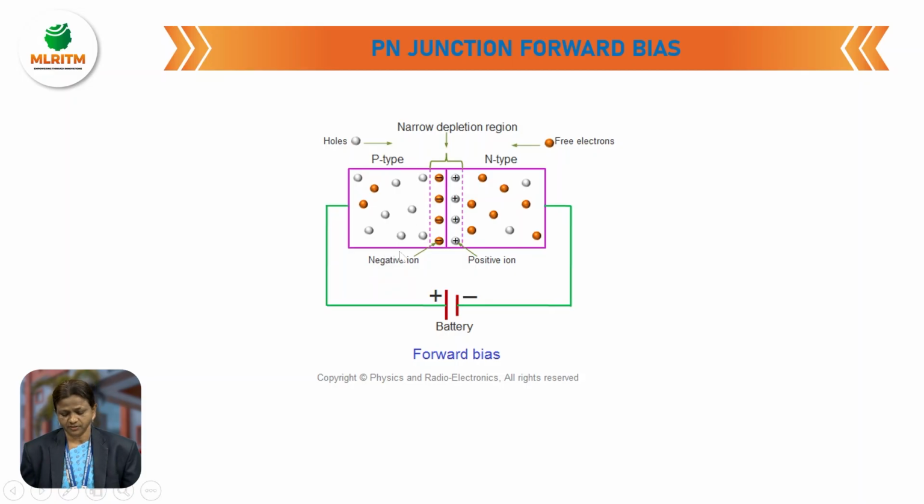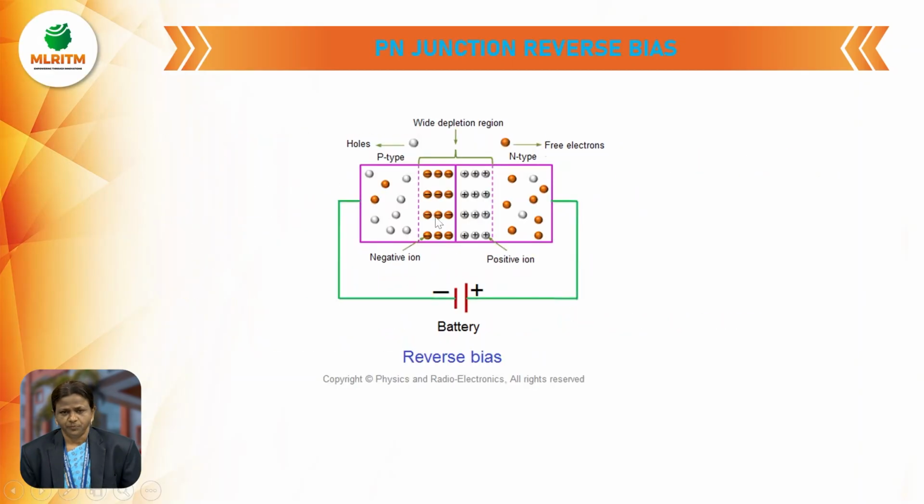So, what is meant by reverse bias? Reverse bias is nothing but the P type is connected to the negative terminal of the battery, and the N region is connected to the positive terminal of the battery. Then the PN junction diode is in reverse bias.